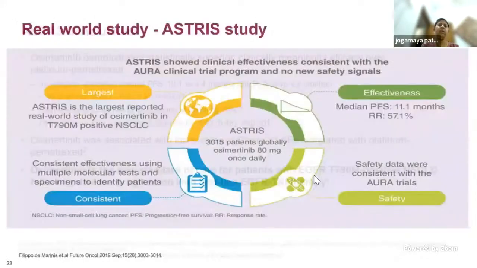Now there is also a real world ASTERISK study, which has shown that osimertinib works. This is the largest reported real world study of osimertinib in T790M positive NSCLC patients.